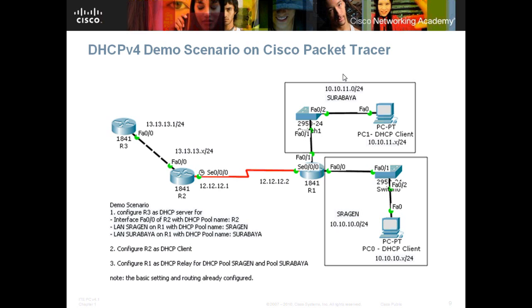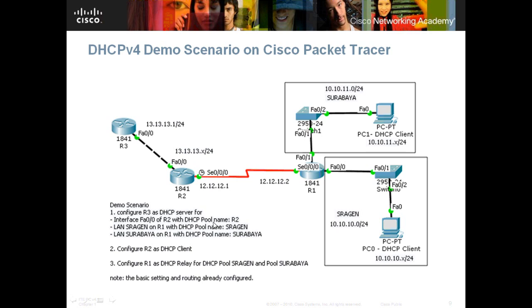Here we have 3 routers, R1, R2, and R3, and in R1 we have 2 LANs, Surabaya LAN and Sragen LAN. Our scenario is we need to configure R3 as a DHCP server for interface FA00 of R2. We still don't have an IP address for the FA00, so we need to get it from the DHCP server.